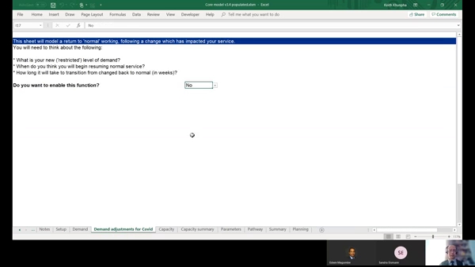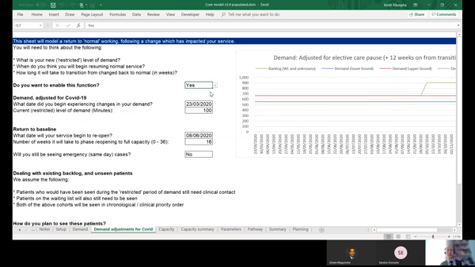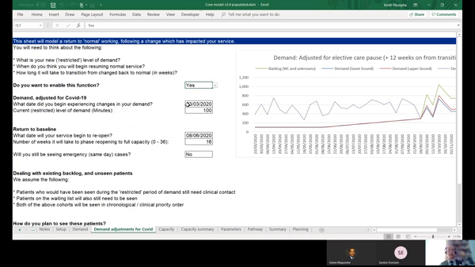So if we look at the demand adjustments for COVID, this is an entirely new section here, obviously. What we can actually enter here is we can enable this function, and this will let us enter some new values. These are some of the things that we were talking about just before. So the date, for example, from which we began experiencing the initial close down of elective care. We've put the end of March, which is approximately when lockdown started.